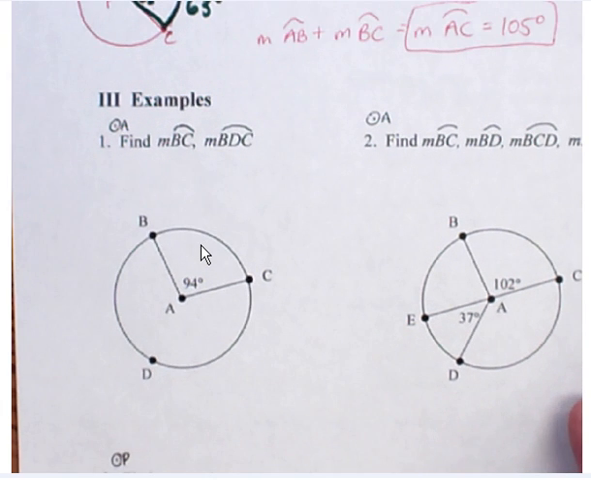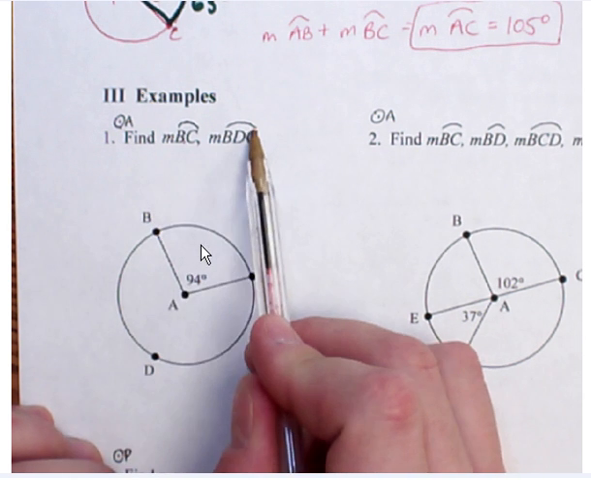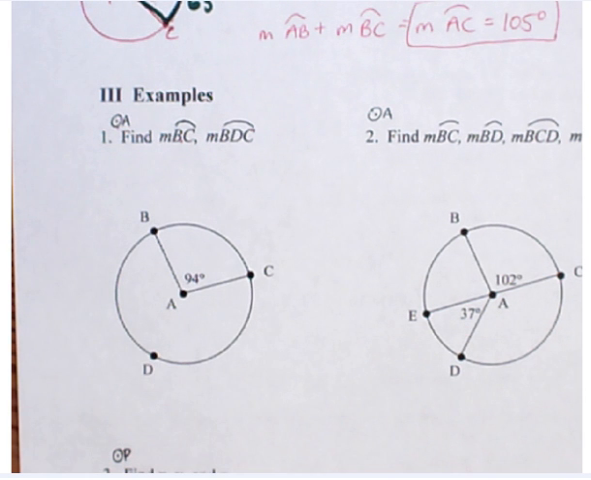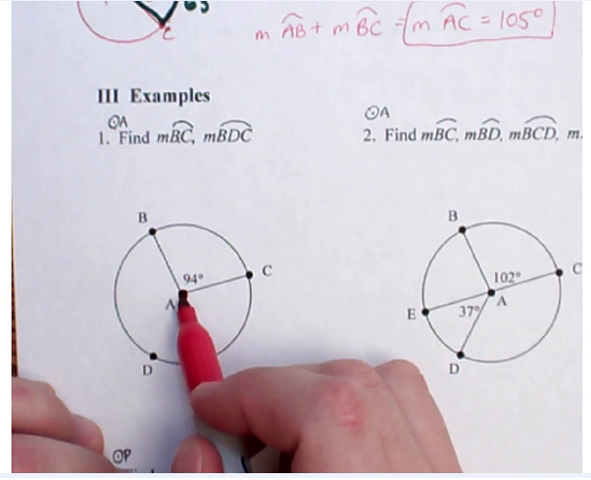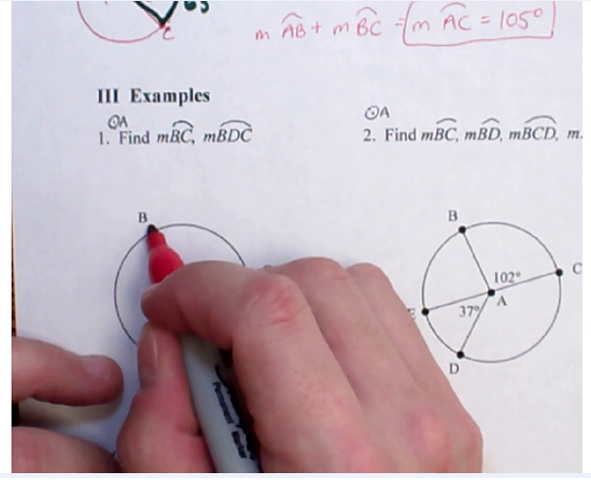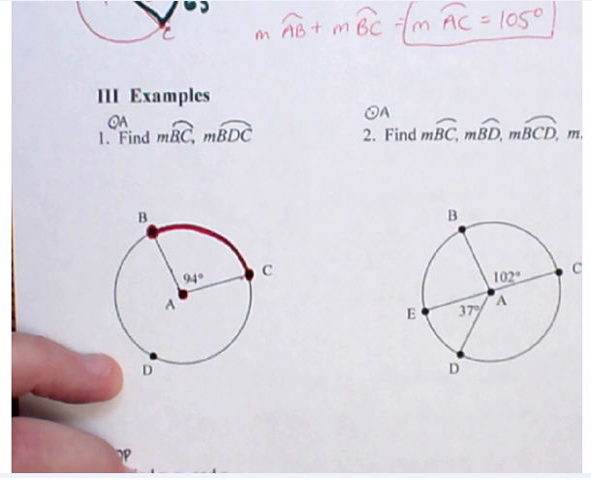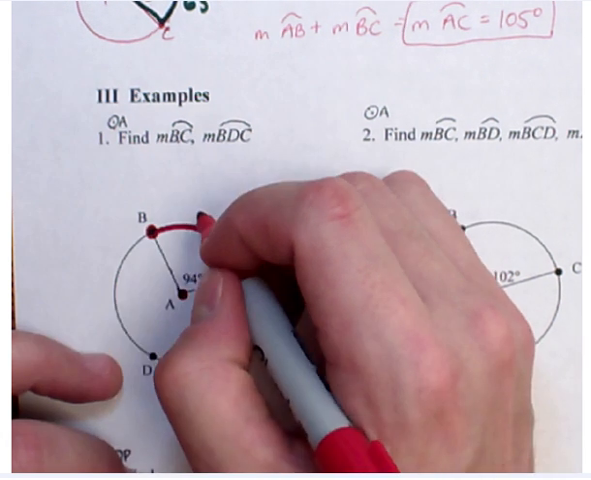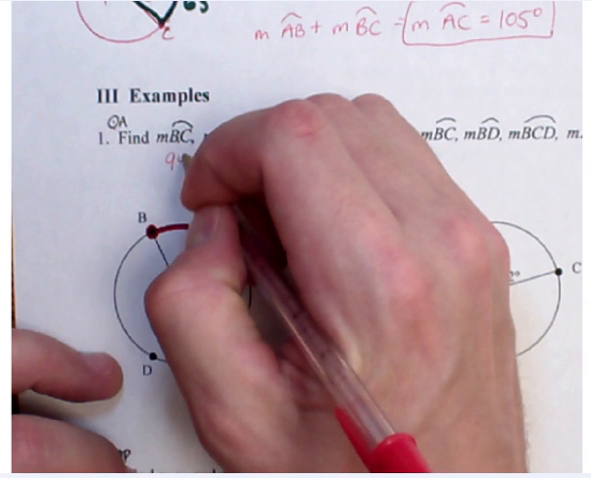Example number 1. You have the circle with the center at A. We want to find the measure of arc BC and the measure of arc BDC. Now when you do this, there's not necessarily any order to how you find it. Start with the numbers and then work your way from there. So they give us 94 degrees, which happens to be a central angle because the vertex is at the center. This is A. If I trace out the sides of the angle, I'm going to hit the circle here at point B and then here at point C. So this arc between them, arc BC, is a minor arc. The central angle is 94. The arc measure is the same. It's 94 degrees. So the measure of arc BC is 94 degrees.